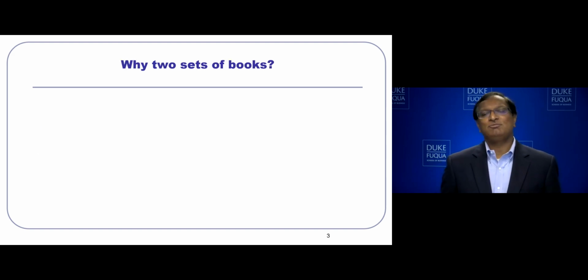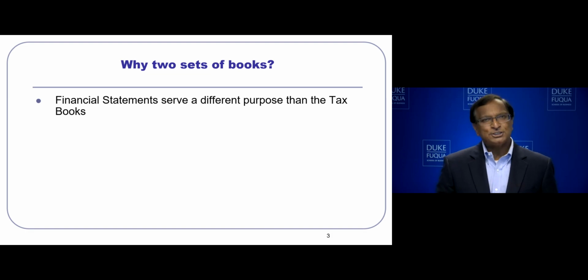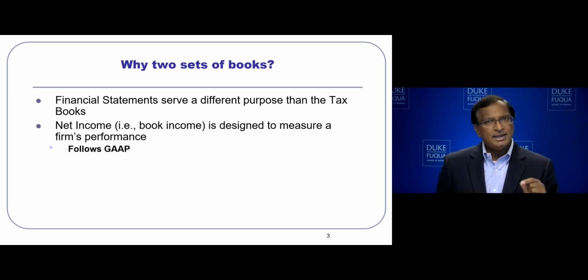So why two sets of books, you ask? Financial statements serve a completely different purpose than the tax books. The net income that comes from the financial statements, also called book income, is designed to measure a firm's performance, and it typically follows GAAP.